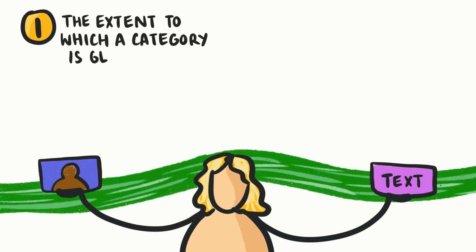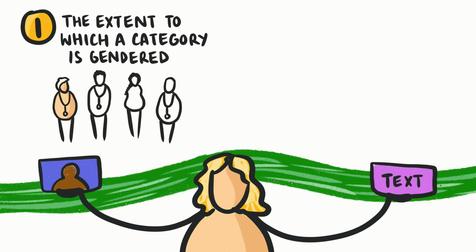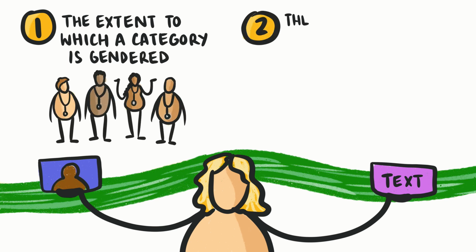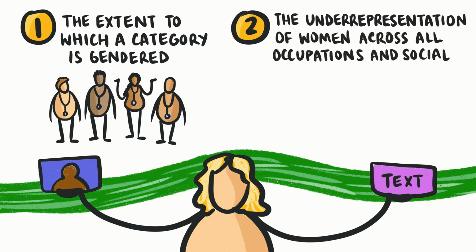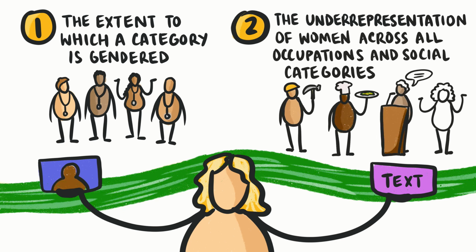The extent to which a category is gendered, for example, the extent to which nurses are represented as female, and the underrepresentation of women across all occupations and social categories.